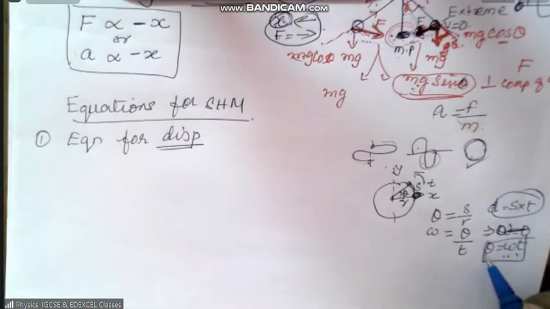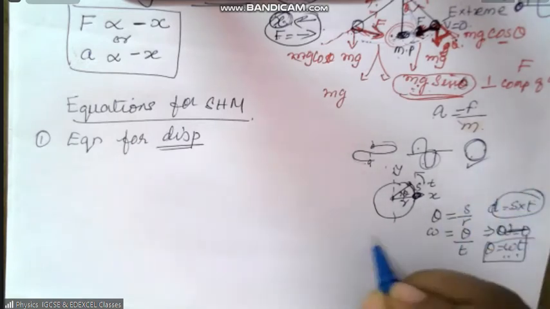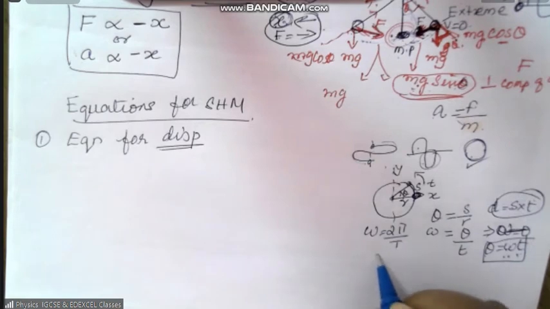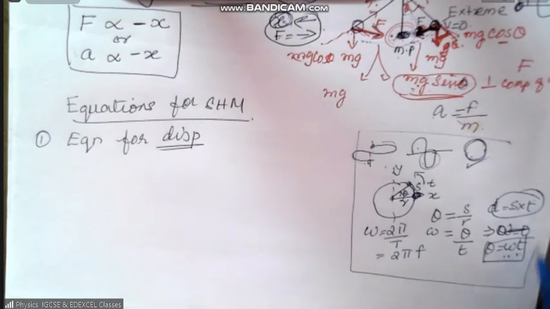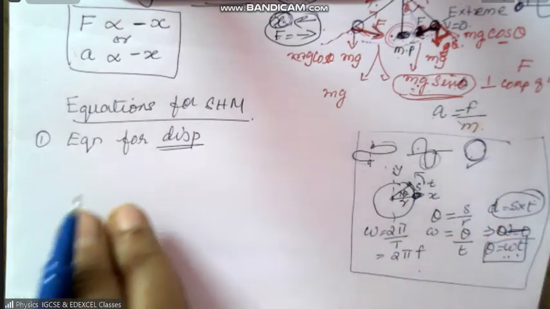This is angular displacement, angular velocity, which is the speed, time. And we also know that this omega is equal to 2 pi by time period, or omega is equal to 2 pi f. All these things we did earlier. I hope you remember in unit 4. Remember? Okay, all these are circular motion. We need some of these concepts over here.